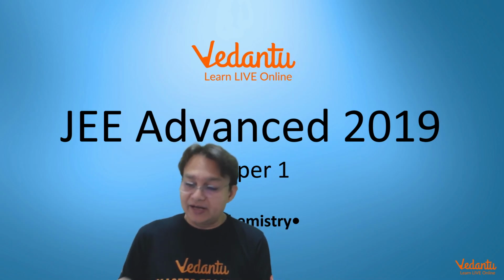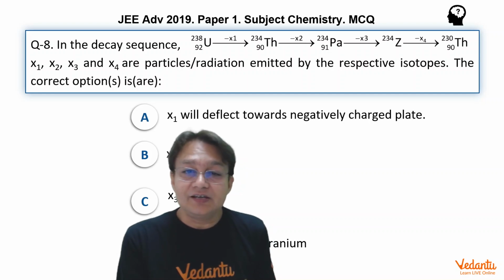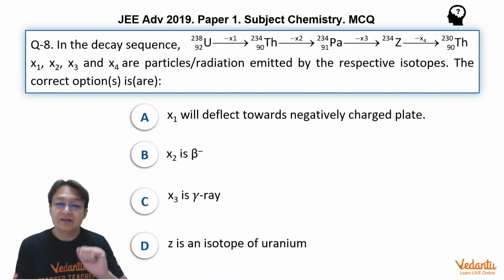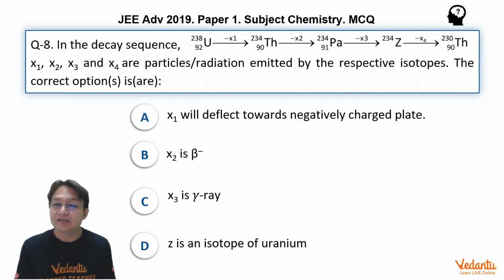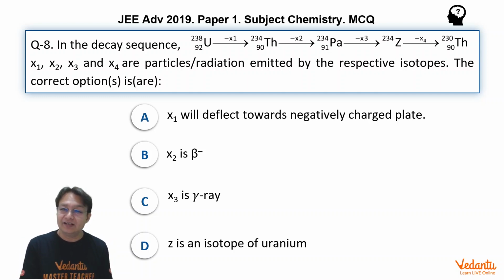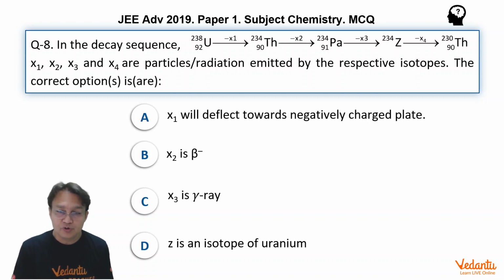This problem is question number 8, and it looks like this. In the decay sequence, uranium-238 (92U238) minus X1 gives thorium-234 (90Th234). Thorium is changing into protactinium-234 (91Pa234), and then protactinium is changing into Z. The mass number of Z is 234, and then Z is changing into thorium-230 (90Th230), where X1, X2, X3, X4 are the particles or radiation emitted by the respective isotopes. Based on this, we have to answer some questions.